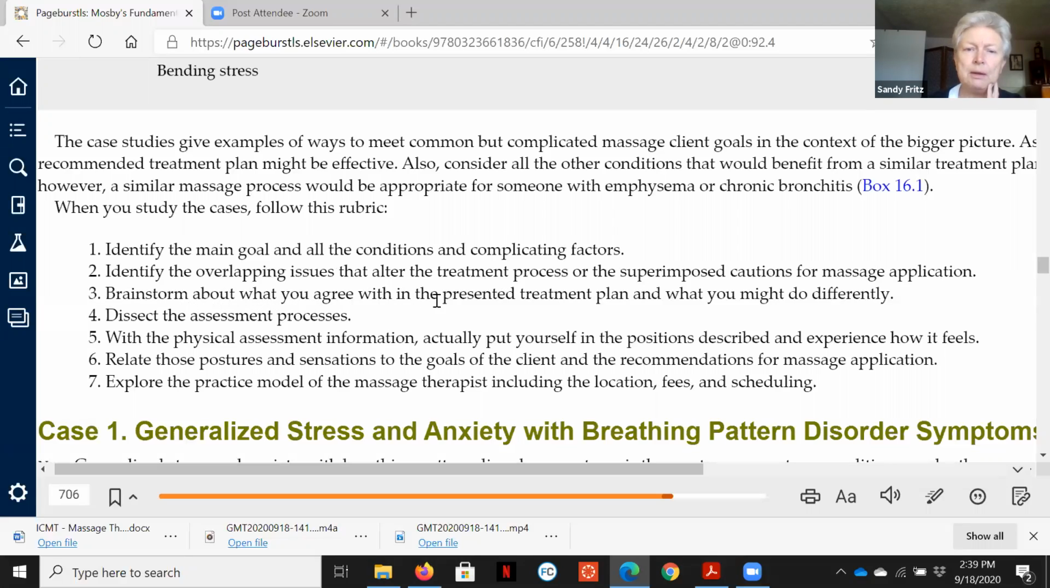Brainstorm about what you agree with in the presented treatment plan and what you might do different. Because these are decisions. When you get to this level of practice, there are some definite wrongs, and there are some probable ways that have been shown to be beneficial. But the wrongs should be identified so that there's no harm. And the rest of it is fairly subjective. And so you may or may not agree with the treatment plan.